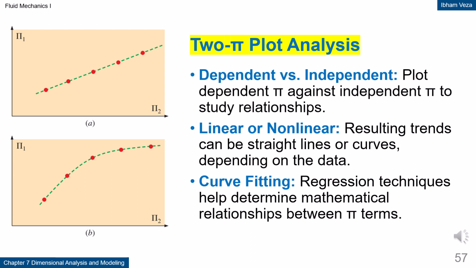Two-pi plot analysis. In two-pi analysis, one pi group is treated as the dependent variable and the other as the independent variable. The resulting relationship can be a straight line or a curve, depending on the physical nature of the problem. Experimental data are often fitted using regression techniques to obtain a mathematical relationship. This approach is very common in experimental data processing. In this way, physical relationships can be expressed in a compact form.